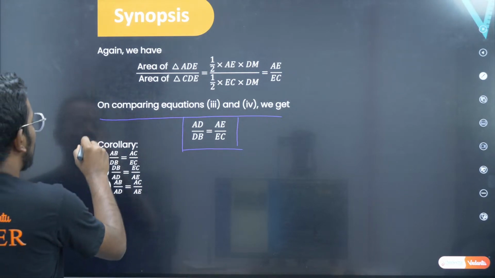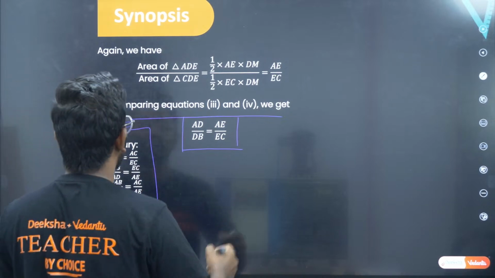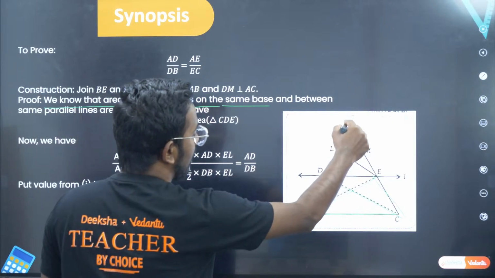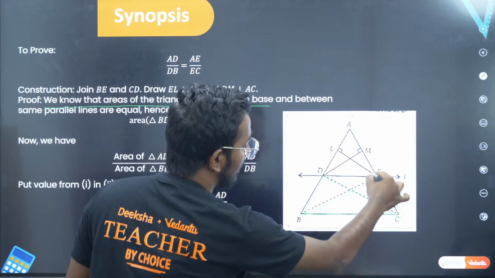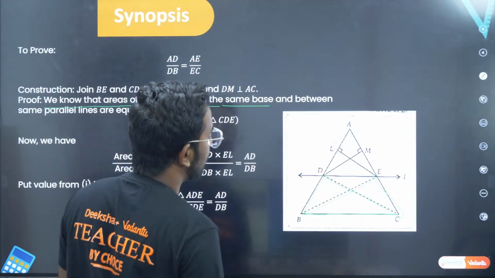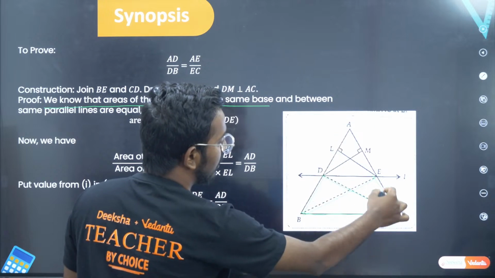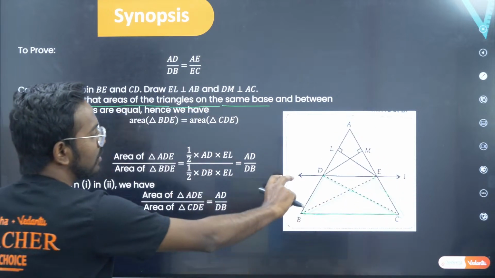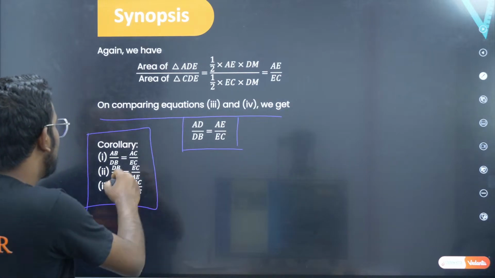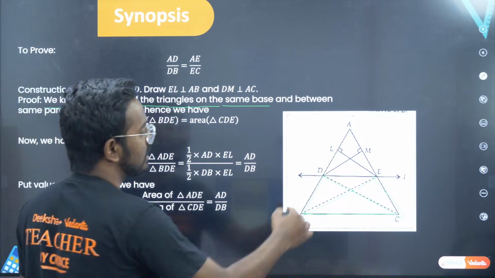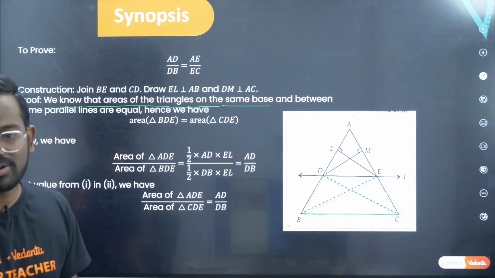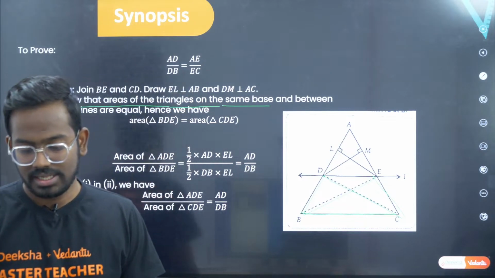These are a few corollaries for the same thing. For this particular triangle, AB by DB is equal to AC by EC. Similarly, the next corollary is DB by AD is equal to EC by AE. You just have to take the corresponding parts of the triangle. The last corollary says AB by AD is equal to AC by AE. These are all corollaries of the same thing. Hope this is clear, Nidhi. Yes.